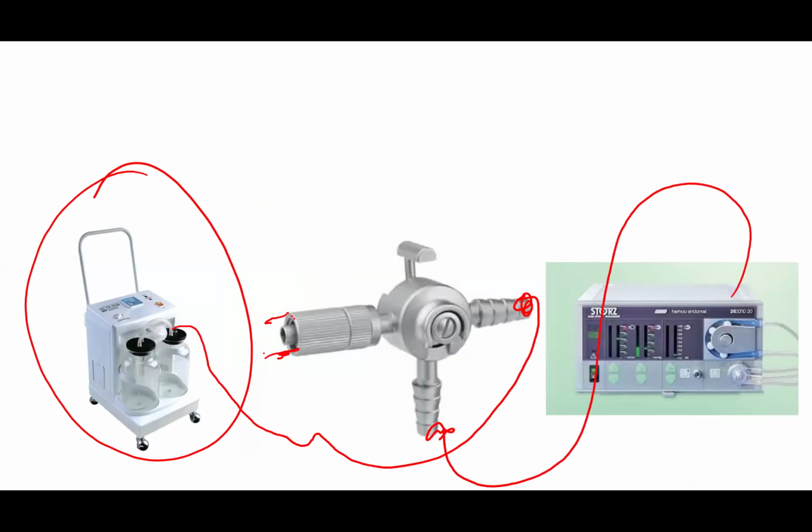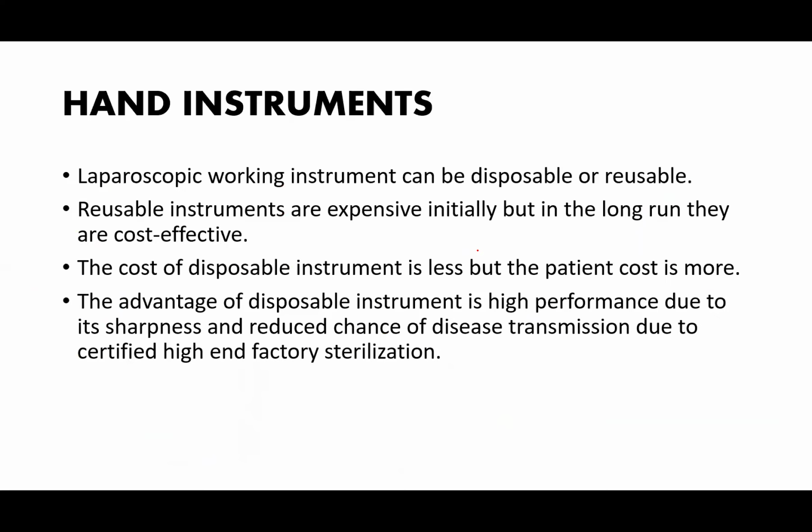port. And this knob, if you push it forward, don't forget, you instill irrigation fluid into the peritoneal cavity. If you push it backward, you suck the irrigation fluid. And don't forget, for you to suck, the tip should be inside the fluid so that you do not suck out the gas and cause frustration during the procedure. Now, we'll talk about hand instruments.